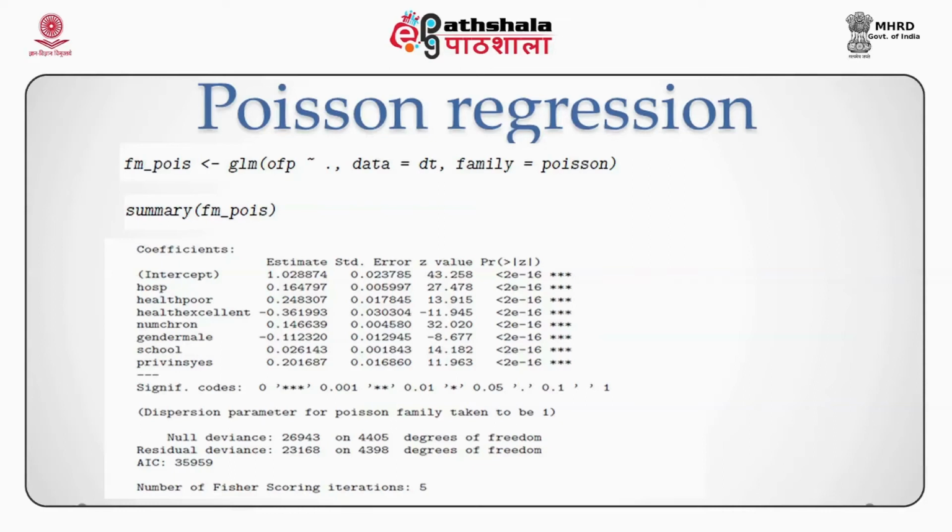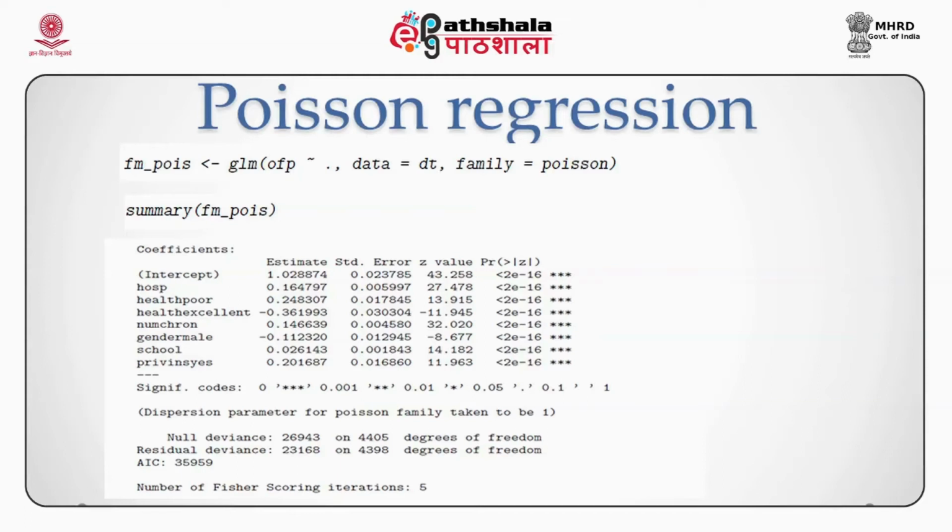We can run the summary command on the FMPOIS object, and along with the standard output, which is the estimate, standard error, z values, p values, and so on, we see that there is a significant line of code which says that the dispersion parameter for the Poisson family is taken to be 1.